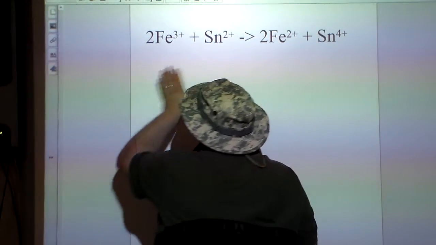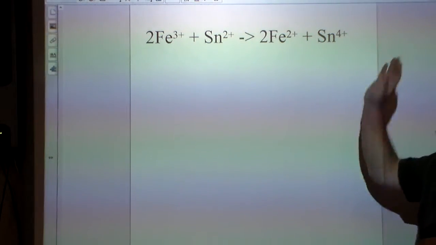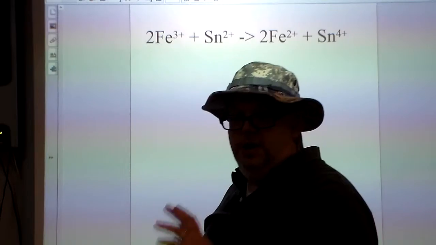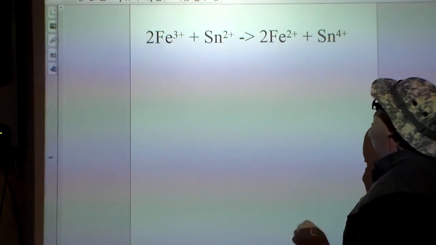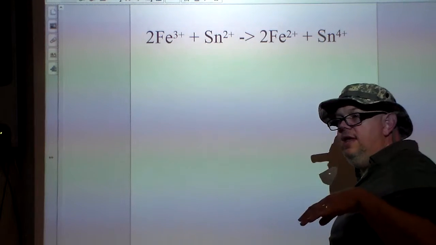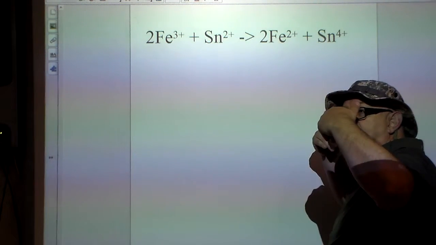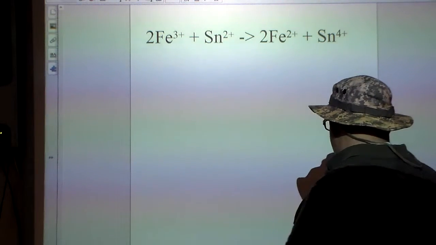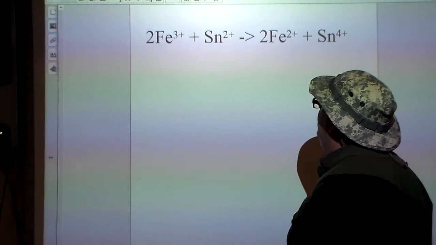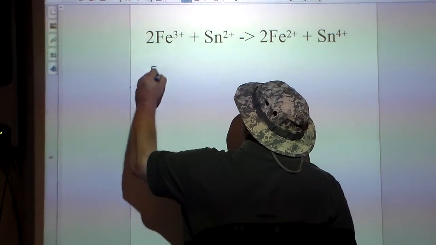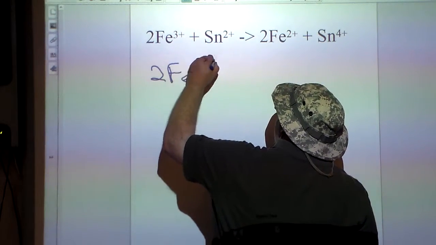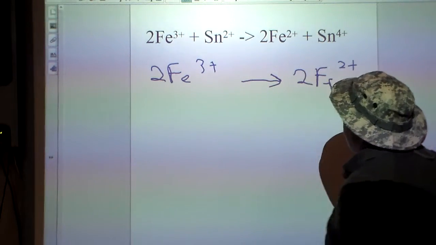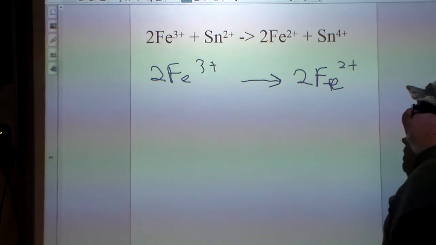Let's move on here. Let's take a look at another one. Now this equation is part of a bigger reaction, but we're not interested in the rest of the bigger reaction. What we are interested in, ladies and gentlemen, is whether the iron and the tin, which is Sn, lost electrons or gained electrons, and thus determine if it's oxidized or reduced. So we're going to break it into half reactions. So again, we're only focusing on each part.